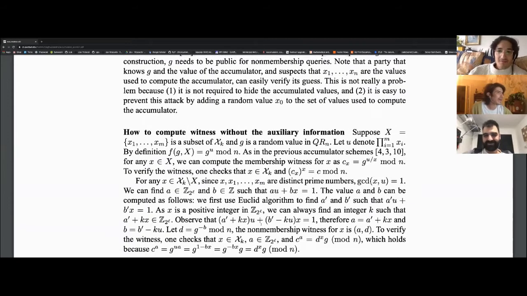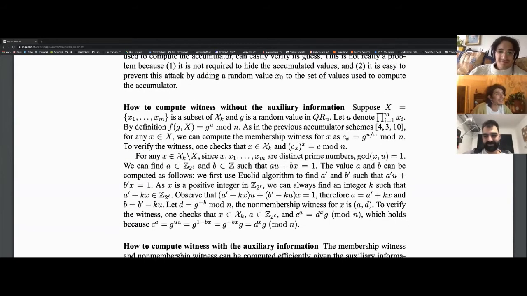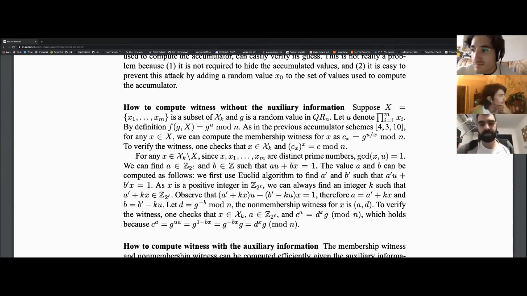So now they explain how you can compute these witnesses, membership and non-membership, in the two cases: either if you don't have the auxiliary information, which in our case is basically the factorization of n, the RSA modulus, or if you do. Let's start with what you do if you don't have the auxiliary information. This is also the trustless setup somehow, right? There is no trusted party that holds this factorization.